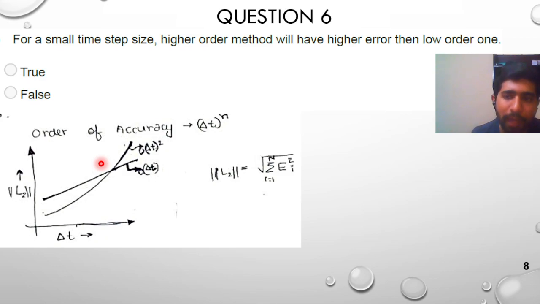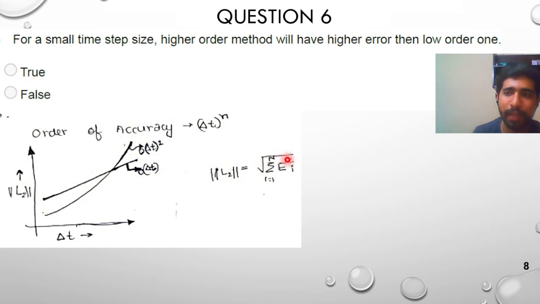Even if we don't know analytical results, we try to solve the problem at very small delta t and very small mesh, such that we get a very good solution. We consider that as the analytical solution. Now we calculate the solutions at different delta t, and then we calculate something called the L2 norm for each delta t. Now what is this L2 norm? We sum the errors.